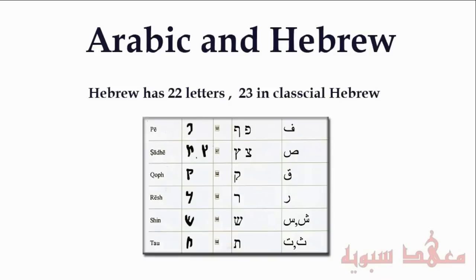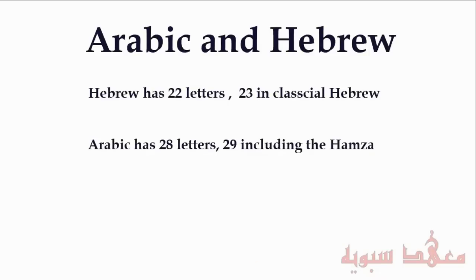Just a point here, we have here the sin and the sheen in Arabic, and we have one letter to represent this. Now although we have the sound of sin and sheen, they're considered as if one letter. And sometimes one letter represents two distinct letters in the Arabic language. So in Arabic we have 28 letters and 29 including the hamza.